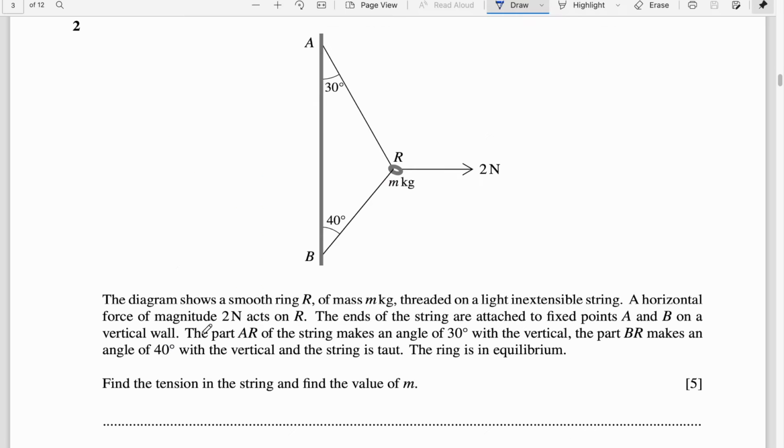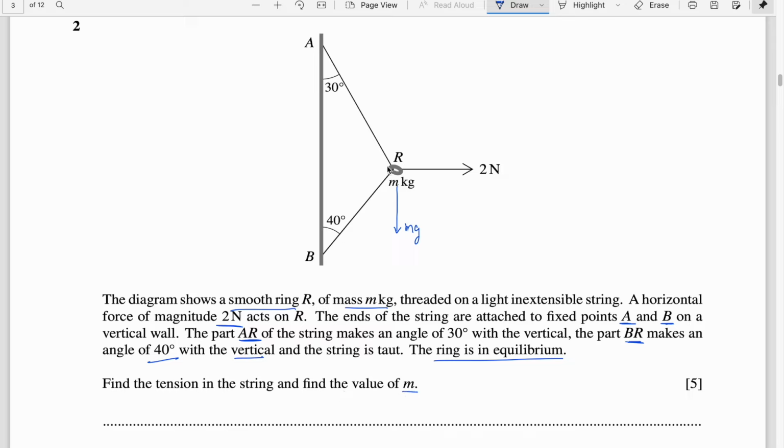Question number 2. The diagram shows a smooth ring R of mass m kgs. Let me label it. So weight should be mg. Threaded on a light inextensible string, a horizontal force of magnitude 2 newtons acts on R as shown in the diagram. The ends of the string are attached to fixed points A and B on the vertical wall. The part AR of the string makes an angle of 30 degrees with the vertical, and BR makes an angle of 40 degrees with the vertical. The string is taut. The ring is in equilibrium. So find the tension in the string and find the value of M.